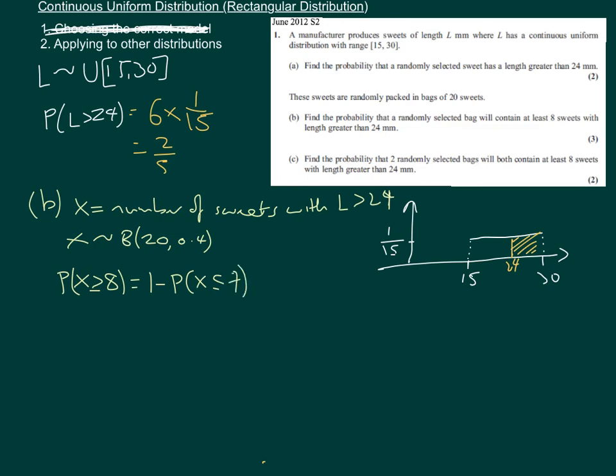Conveniently, 0.4 is in our tables, so we can just use the tables for this one. Sometimes you get a probability that's not in the tables and you'll have to use the formula. But in this example we can use the tables, so looking that up in the tables we'll get 1 minus 0.4159, which is 0.5841.